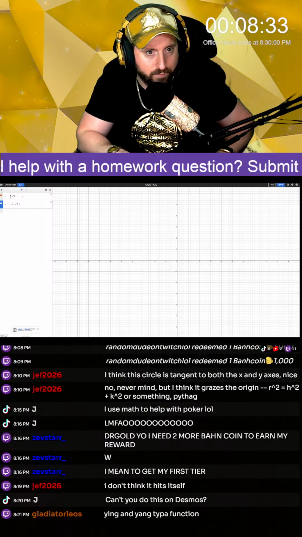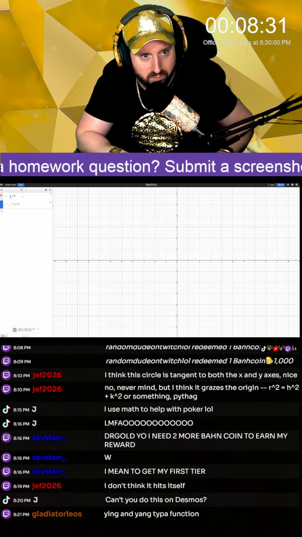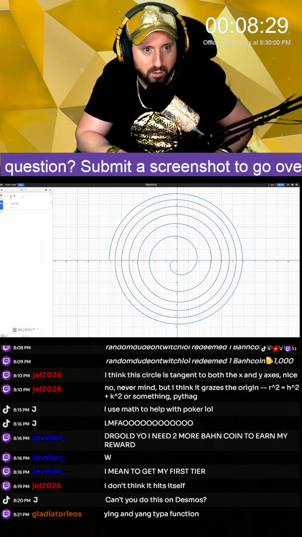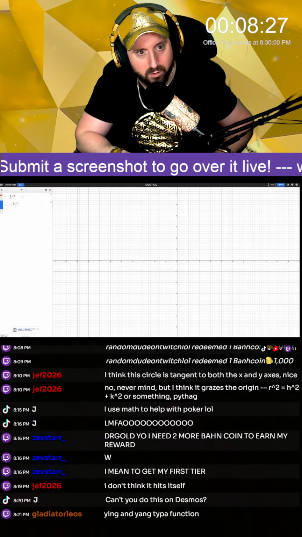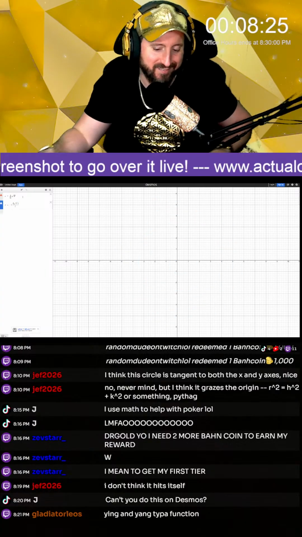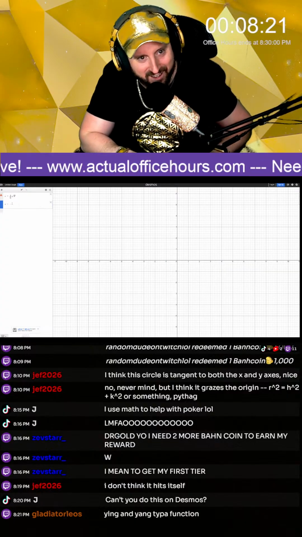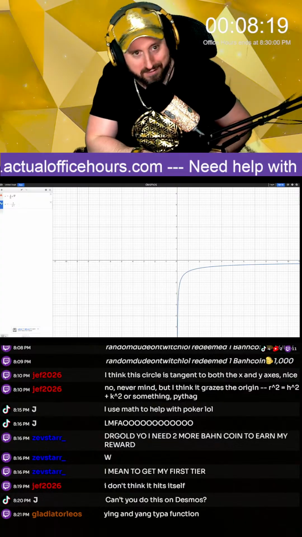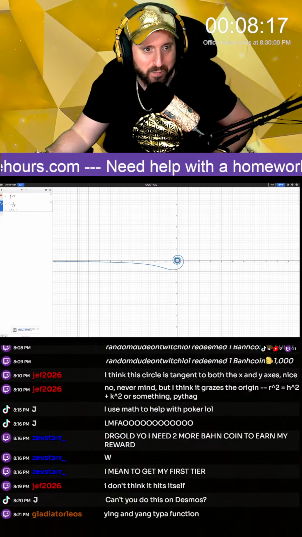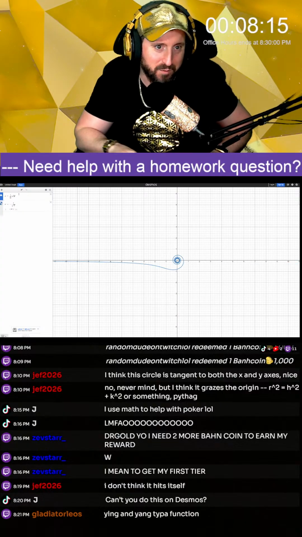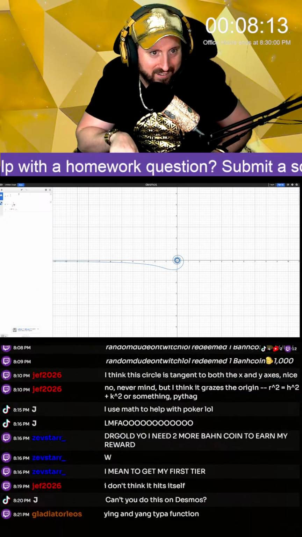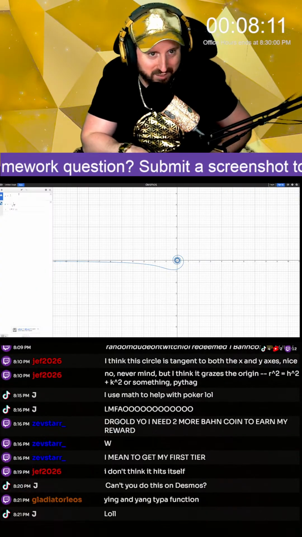Wait, can you just divide this? If you highlight it and then press divide, it should do it. Really? Alternatively, you could just use a negative. I'm just gonna rewrite it. Okay, there we go. Dude, this was so annoying. What? Desmos, you silly goose.